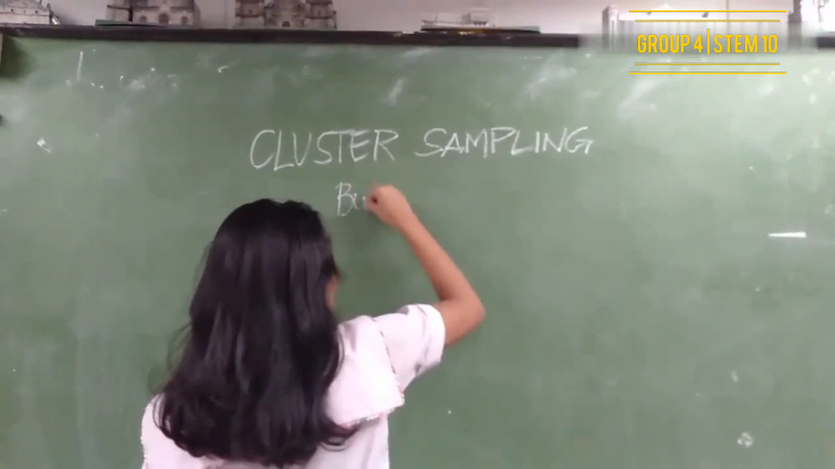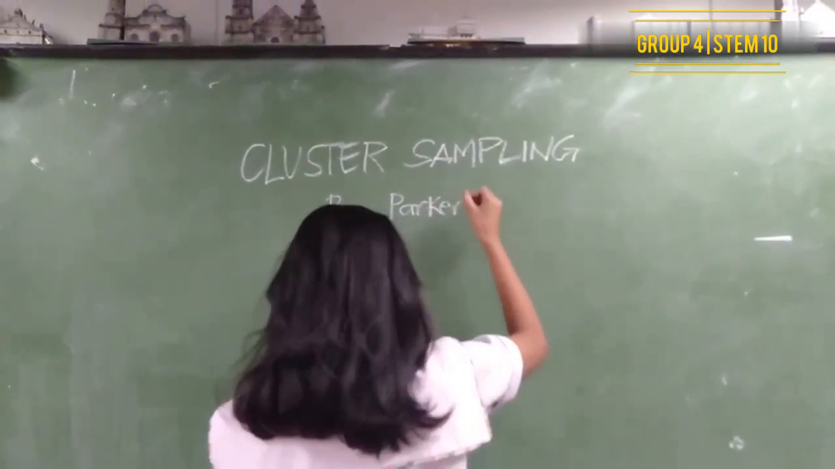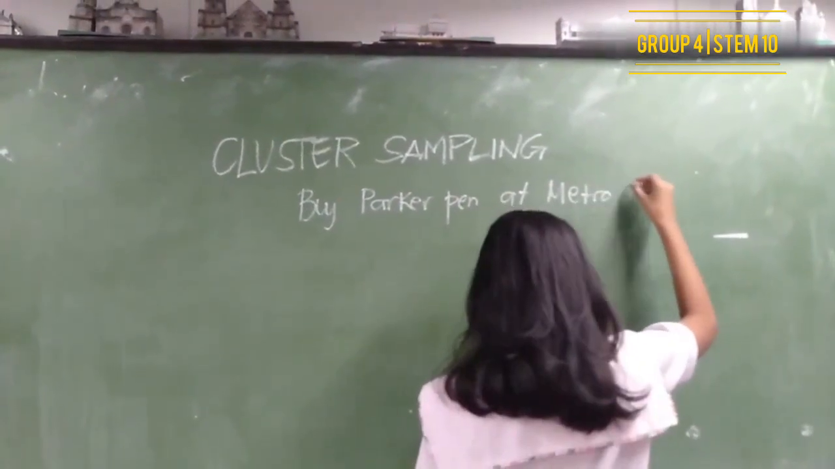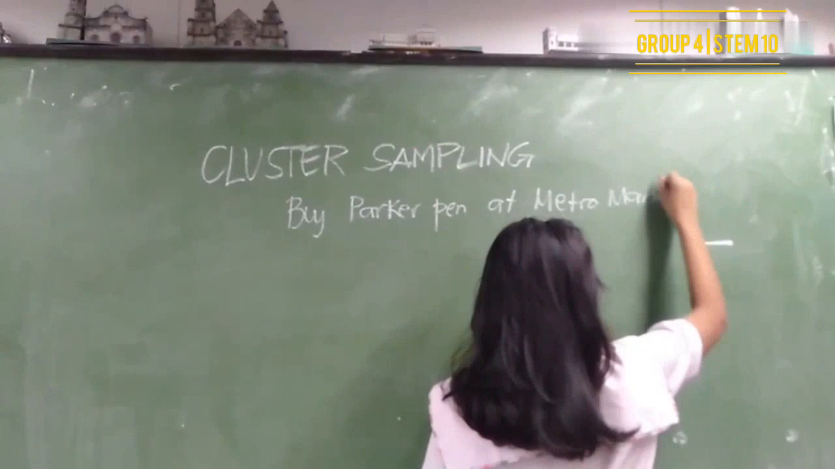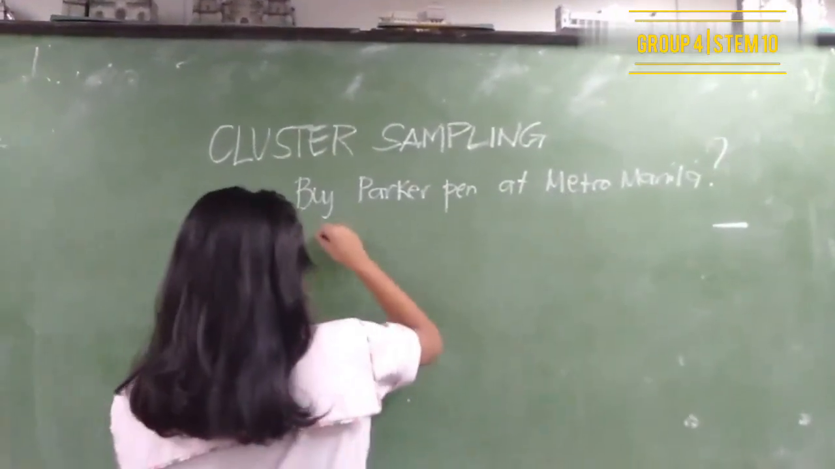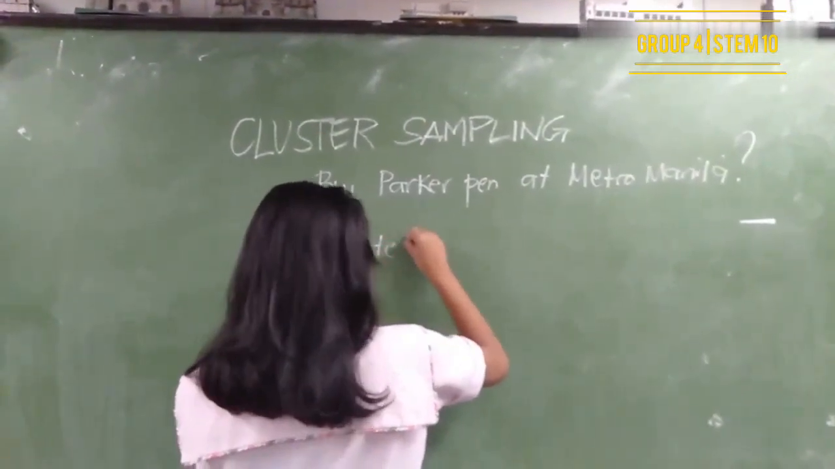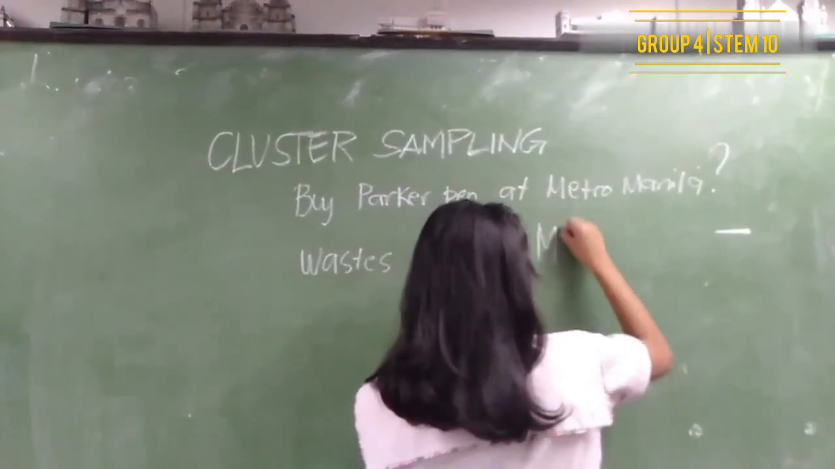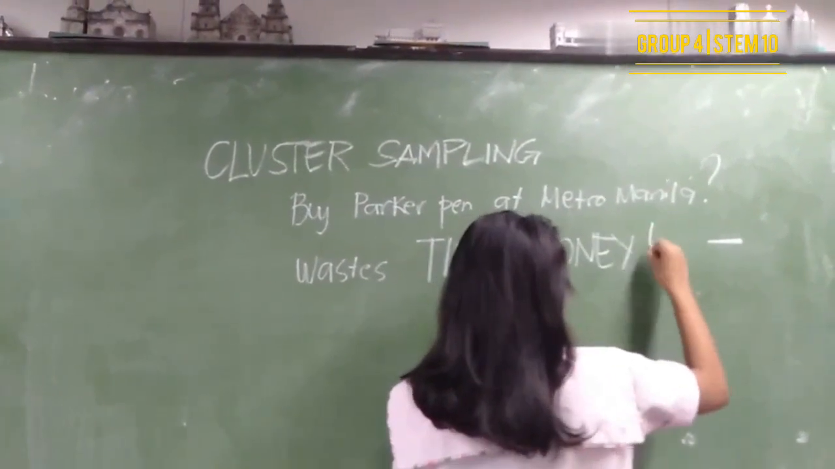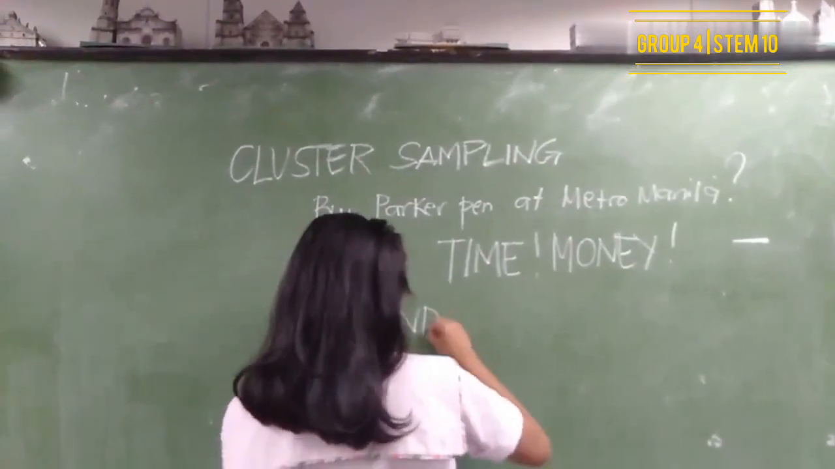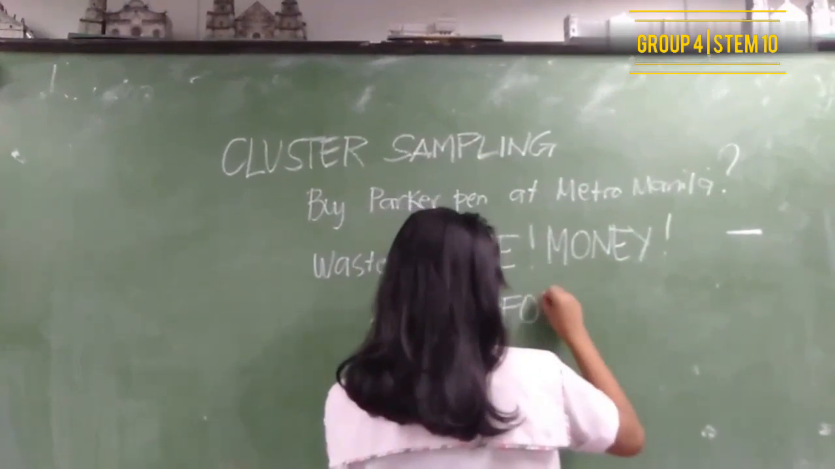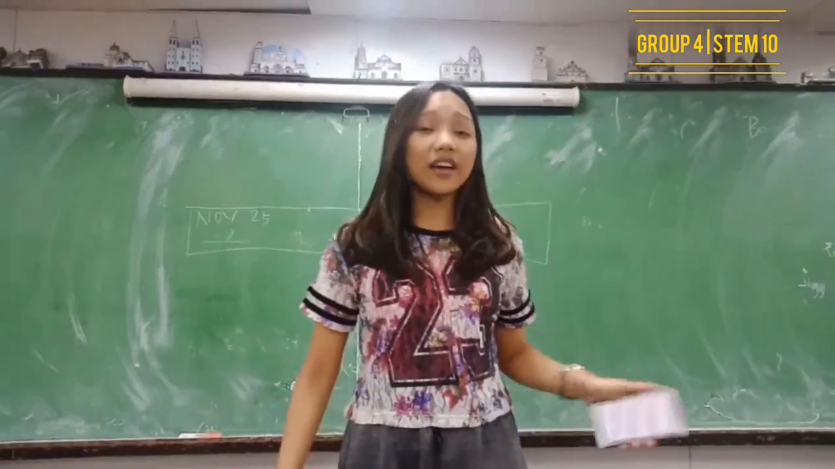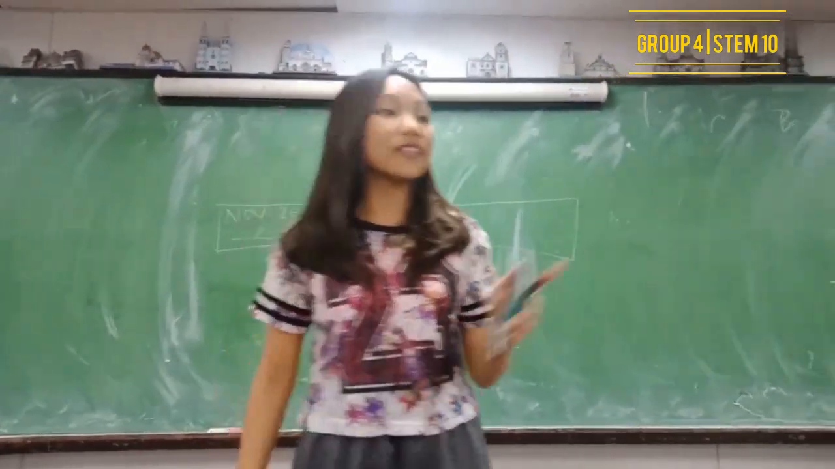Yes? This type of sampling is used when the study to be conducted is too big or too large. For example, how many people buy Parker pen in Metro Manila? In this situation, we cannot count who buys Parker pen because the population in Metro Manila is too large and too big. We cannot interview the population because time, money, and effort will be wasted in such a study. Wow! I never thought you would explain it so briefly. How about the next one?